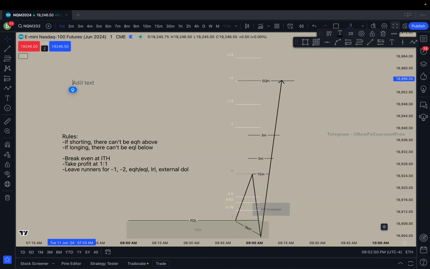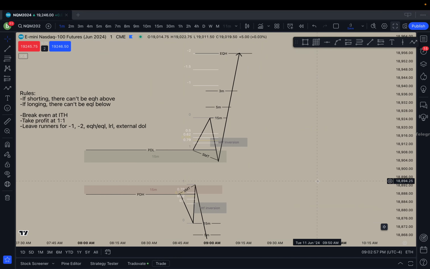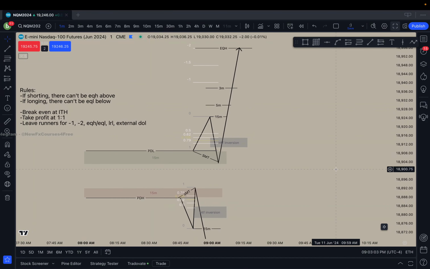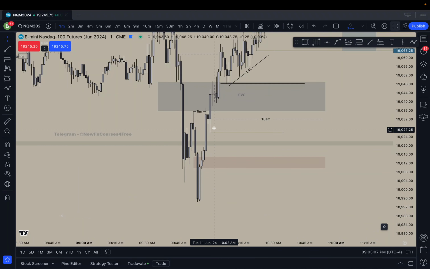Why are you saying you only take this on eval, you wouldn't take it on PA? Because the win rate is really high overall. It's a super high win rate strategy. But for me, this is an example of something I would take if we didn't take the internal high. This is what I was going to take this morning. I was marking it out, but we ended up taking internal high.